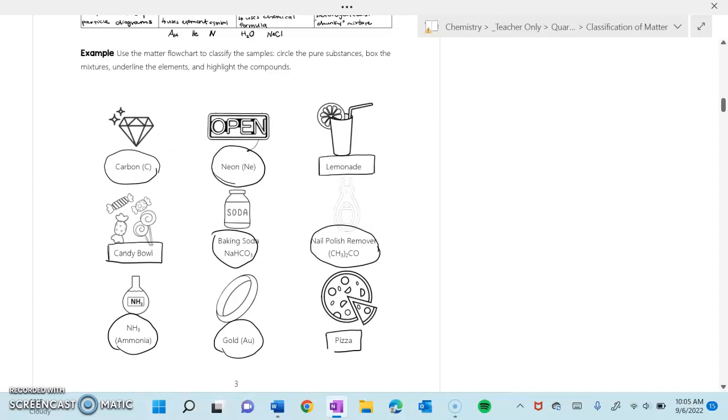Okay, so that's pure substance, mixture. Ask yourself, does it have an element symbol or a chemical formula? If yes, pure. Does it have multiple ingredients? If yes, mixture. Okay, next we need to go back through our pure substances and underline the elements and highlight the compounds. So easiest way to do this, underline anything with element symbol. Carbon, neon, baking soda, that's a formula, formula, here's an element. Okay, so all the ones that had formulas, now you can go back and highlight them because those are your compounds. Okay, so go through, you'll highlight baking soda, nail polish, and ammonia.